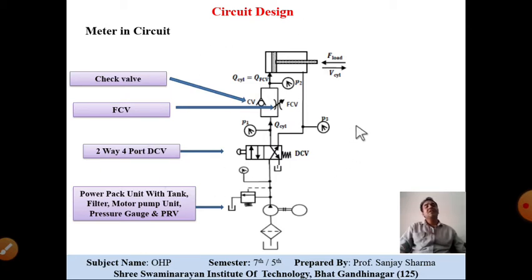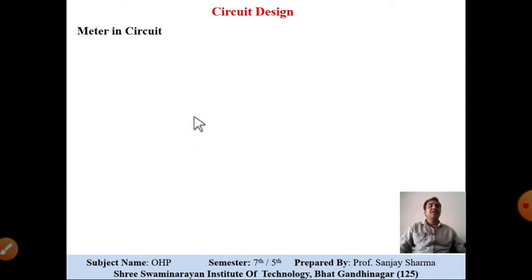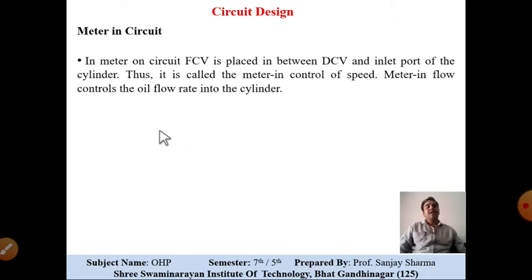Now what is the advantage or what is the disadvantage in the metering circuit? Let us see. Now as the descriptive part in meter in circuit, as we know, the flow control valve is placed in between the direction control valve and the inlet port of the cylinder. Thus it is called the meter in control of speed. Meter in flow controls the oil flow rate into the cylinder.